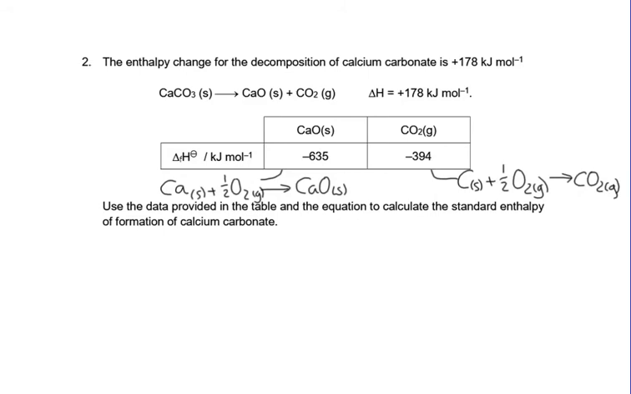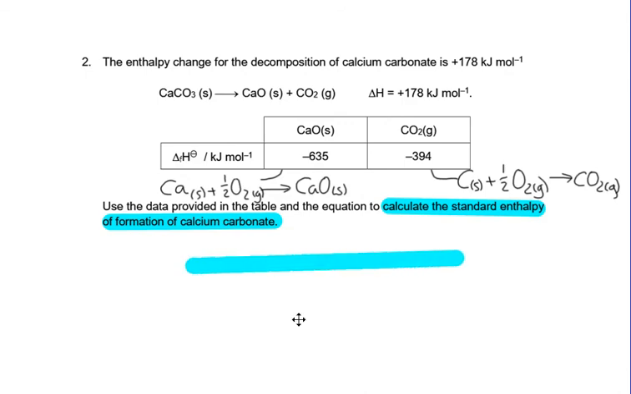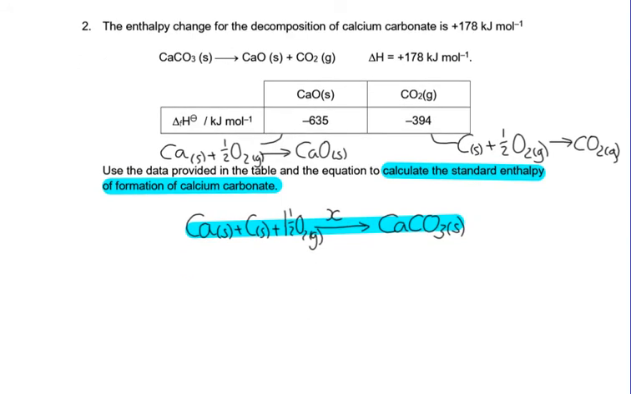And the question that we're being asked, so the thing that we're going to put across the top of our cycle, is to find the standard enthalpy of formation of calcium carbonate. So if I write that out, I need to form calcium carbonate. I'm going to form it from calcium, carbon, and 1.5 O2 gas. That's our unknown. So let's put the information from our cycle on here.